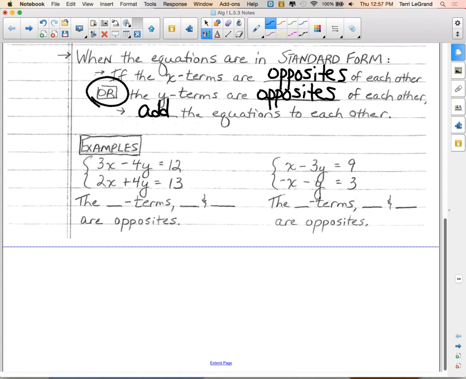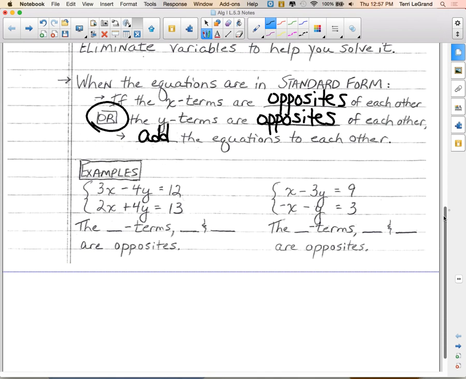So what I want us to do down here is we're not really solving these right now. I just want you to look at the system of equations. First one, we have 3x minus 4y equals 12, and then 2x plus 4y equals 13. Are both of those equations in standard form? What's standard form again? Anybody remember? What does standard form go?